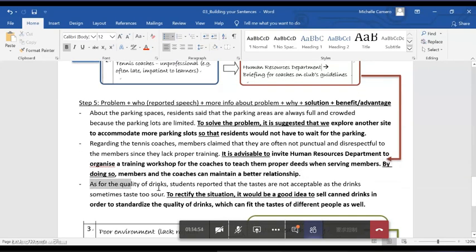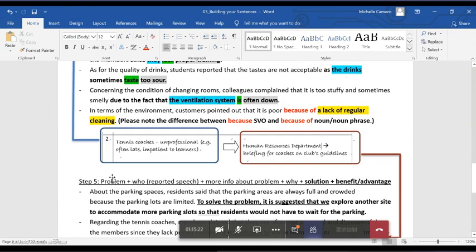Next one. As for the quality of drinks, students reported that the tastes are not acceptable as the drinks sometimes taste too sour. To rectify the situation, it would be a good idea to sell canned drinks in order to standardize the quality of drinks, right? That's a solution which can fit the taste of different people as well. I'd honestly say, students, all of this is the advantage of the solution. Okay, so that's the advantage. So that's the first three.